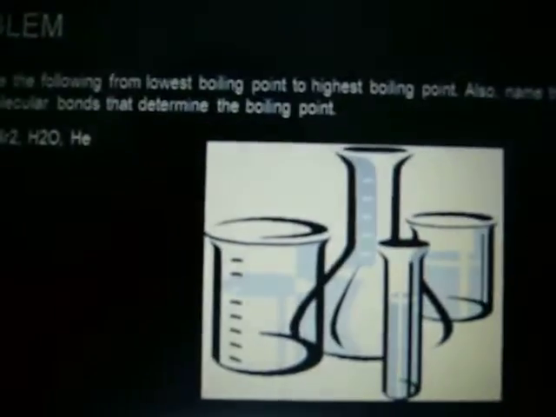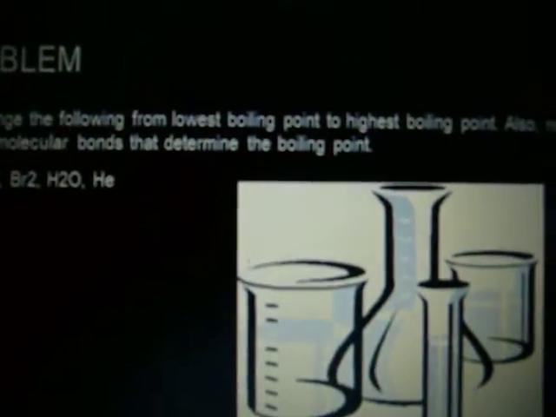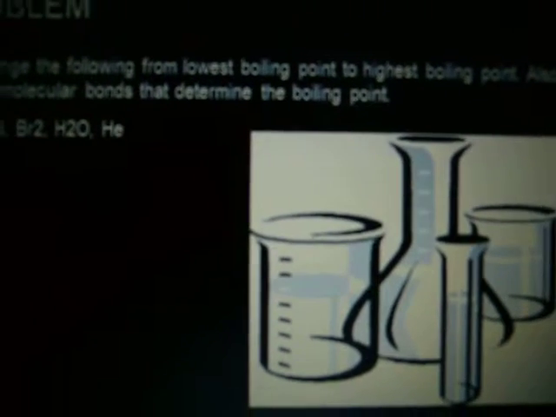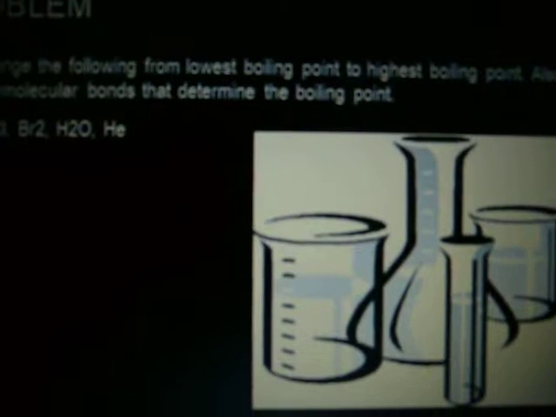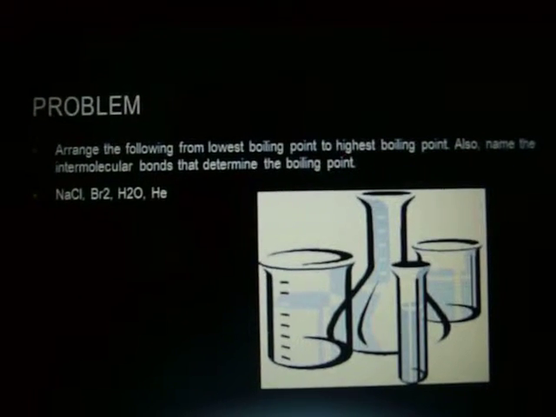And next we have a problem. Just one problem, just to make it easy for you guys. Arrange the following from the lowest boiling point to the highest boiling point. Also, name the intermolecular bonds that determine the boiling point. The subject matter is NaCl, also known as table salt, Br2, H2O, also known as water, and He, helium. So you got salt, bromine, water, and helium. I'll give you a moment to work that out. I'll give you about 20 seconds starting now.